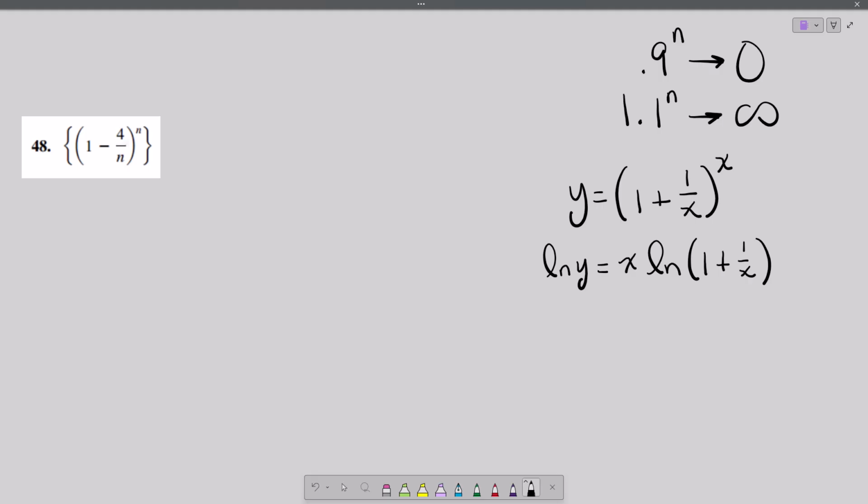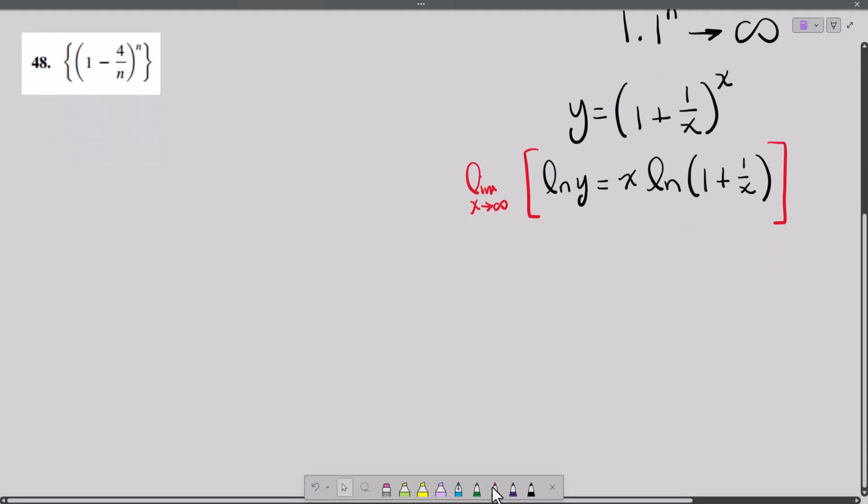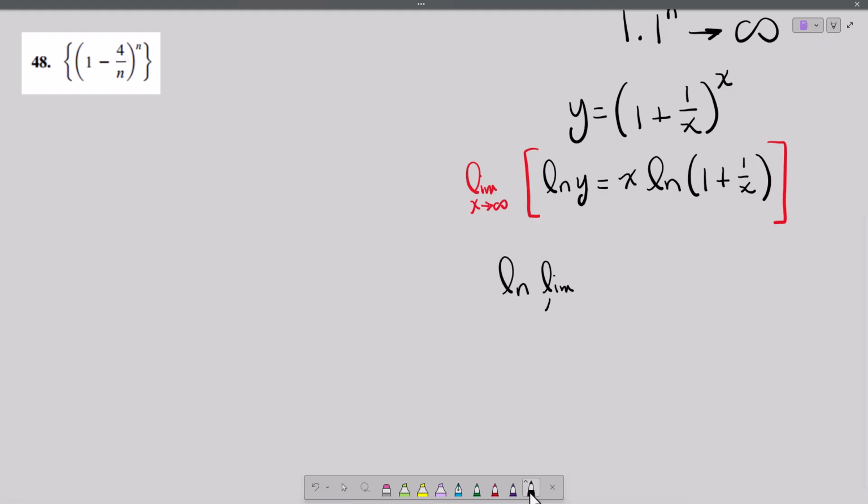Okay. And now you are going to take the limit of both sides. So we're going to take the limit of both sides as x goes to infinity. The limit of both sides as x goes to infinity. On the left-hand side, that limit symbol can be moved inside the log function.